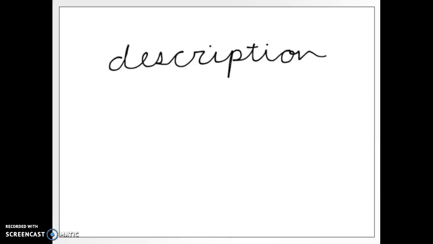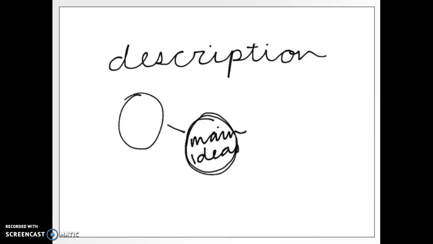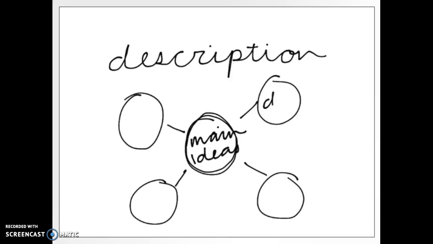The fourth text structure is description, and then it's another commonly used graphic organizer where the main idea of the text goes in the middle, and then you draw bubbles surrounding the main idea with different details, and could be as many as are provided by the author.